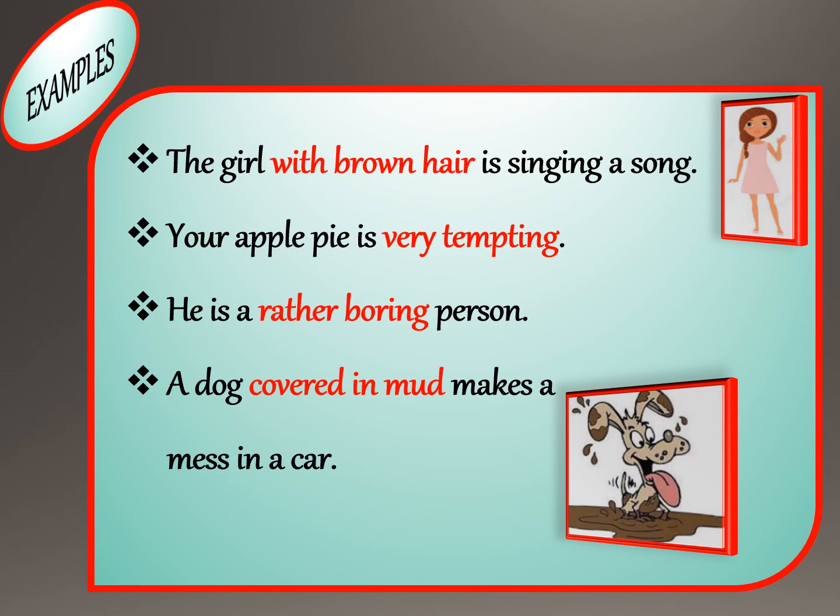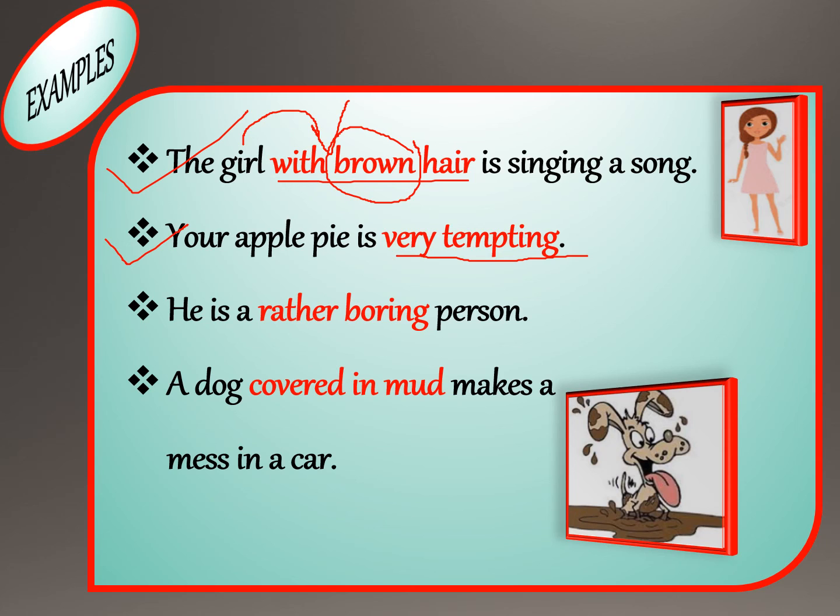Now, the first example is, the girl with brown hair is singing a song. What kind of girl? That's the question we have to ask, right? And that's the question answered by an adjective. What kind of girl? The girl with brown hair. Now, brown is the adjective here. So, this is an adjective phrase. Second example, your apple pie is very tempting. What kind of apple pie is yours? It is very tempting. So very tempting becomes the adjective phrase.